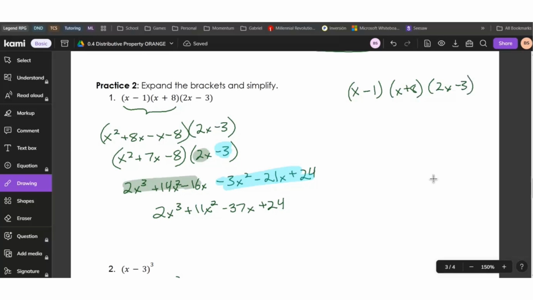Okay? So I'm going to start by multiplying these two, which means I do FOIL. So first is going to be 2x squared. Then the outsides. x times negative 3 is negative 3x. 8 times 2 gives me 16x. And then 8 times negative 3 gives me negative 24. Then I still have the x minus 1 at the front, and I need a big parenthesis around everything else.